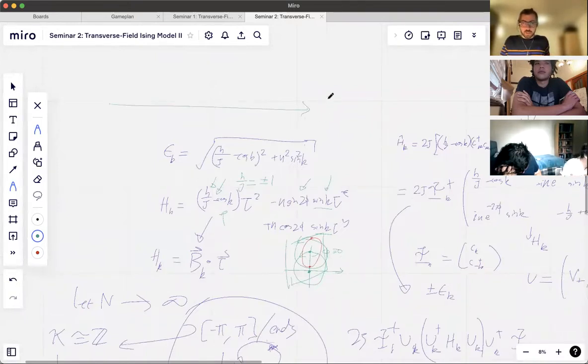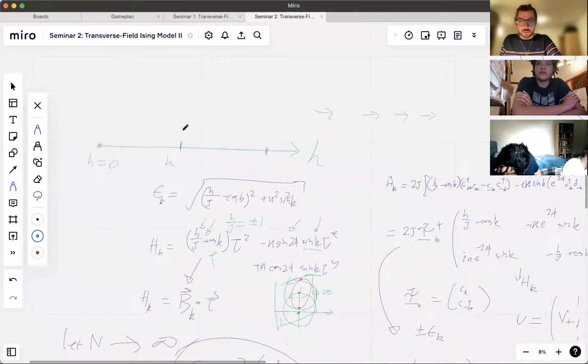So the idea is, as you turn up the magnetic field, you go from h equals 0, the Ising regime, up to the strong field limit, which you'd expect to be like a sigma x eigenstate, where they're all aligned with the magnetic field. But then at h equals j, you have a topological phase transition, where a topological invariant of the system actually changes.